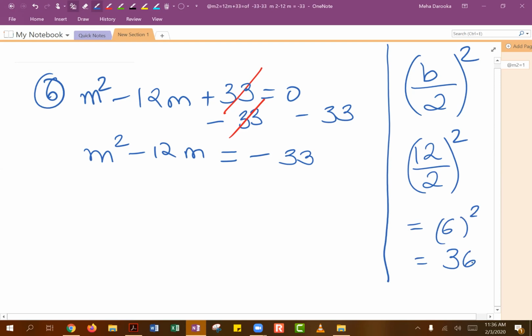And to maintain the balance of our equation, we're going to add it to both sides of our equation. Okay, so go ahead and add 36 to both sides.